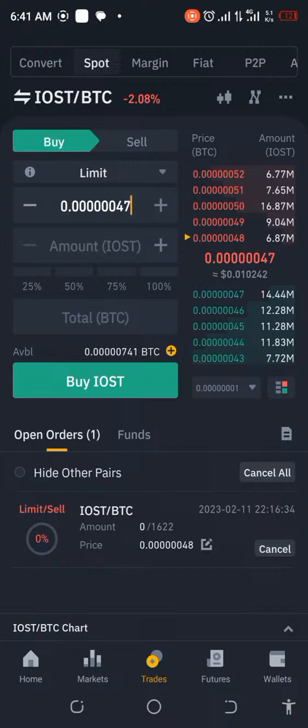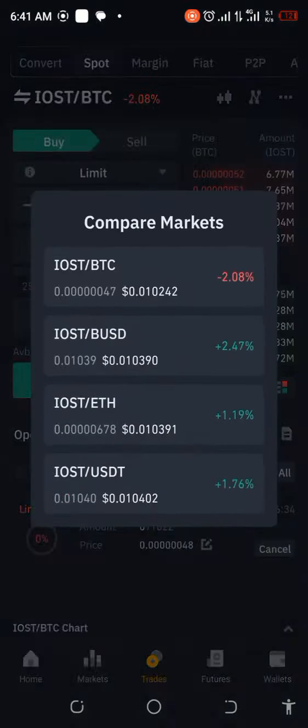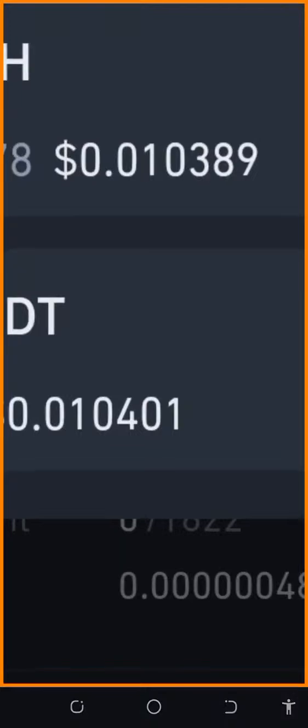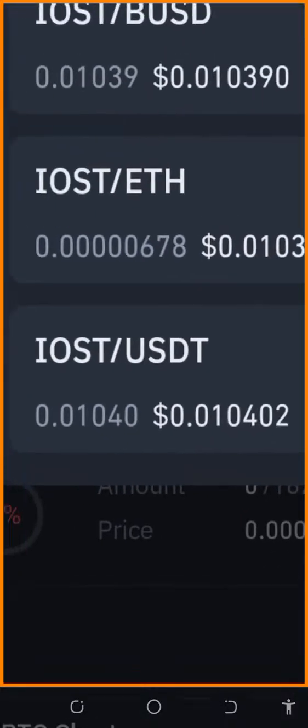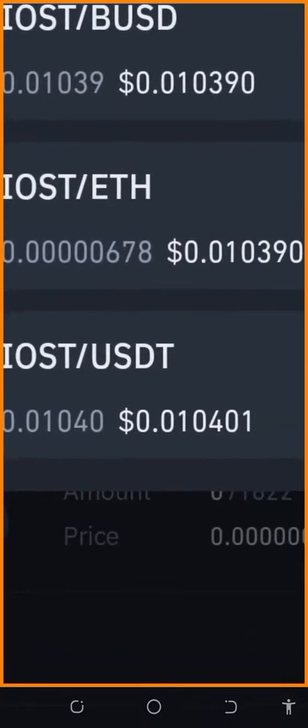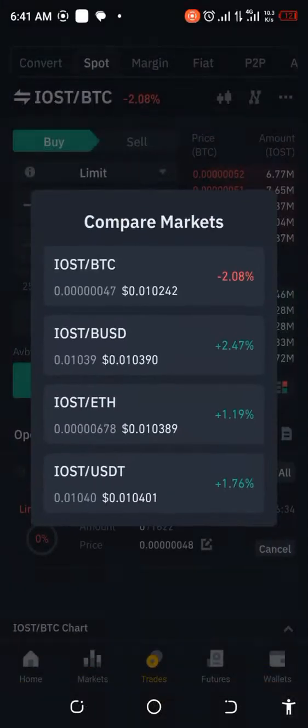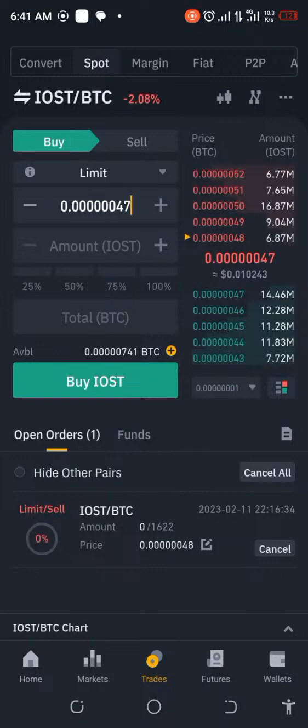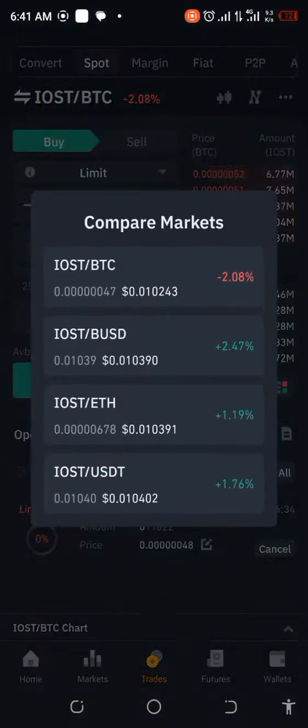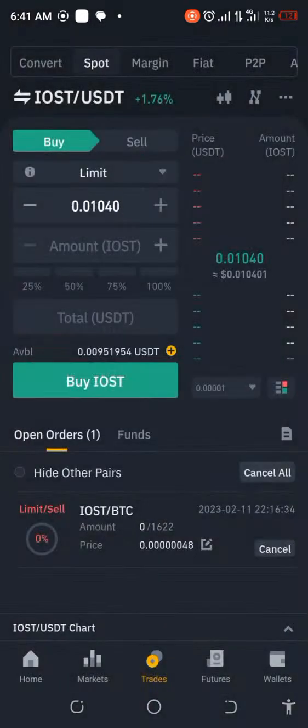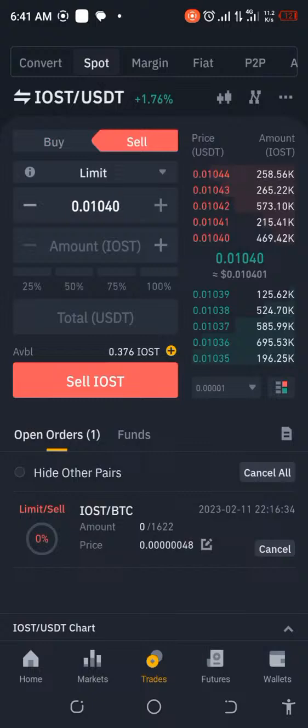Okay, so let me go check the compare markets and see. Yeah, look at it. IOST USDT is actually 0.0104. So at this time, we can actually employ the boomerang strategy where we'll do the sellback strategy. We'll just try and check if this is going to give us a profit. So let's put it there and simulate first. Let's click on sell. All right, because we bought it at 0.0103, and this is 0.0104.